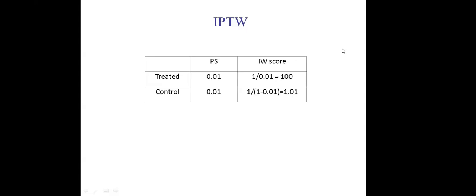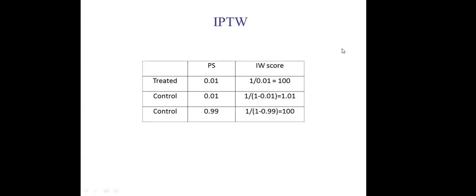If we take, instead of the inverse, the inverse of 1 minus the probability, then that 0.01 turns into 1 divided by 1 minus 0.01, or 0.99, and we get about 1. Okay, now let's take another example of a control group member that had a very high probability of being assigned to treatment, yet wasn't. And we do that inverse weighting and we get 100. So what does this all mean? How would we look at this?